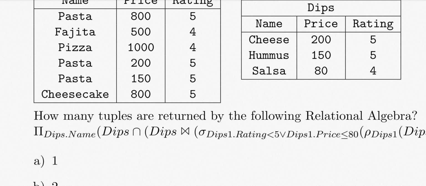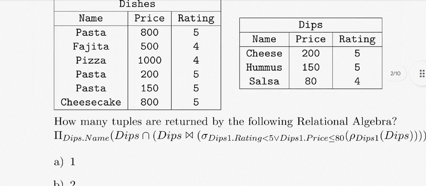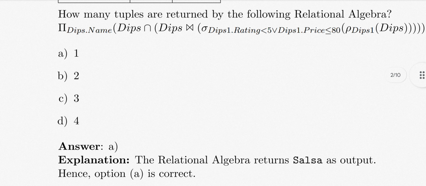So how many tuples are returned? Only one, right? So the option is A.